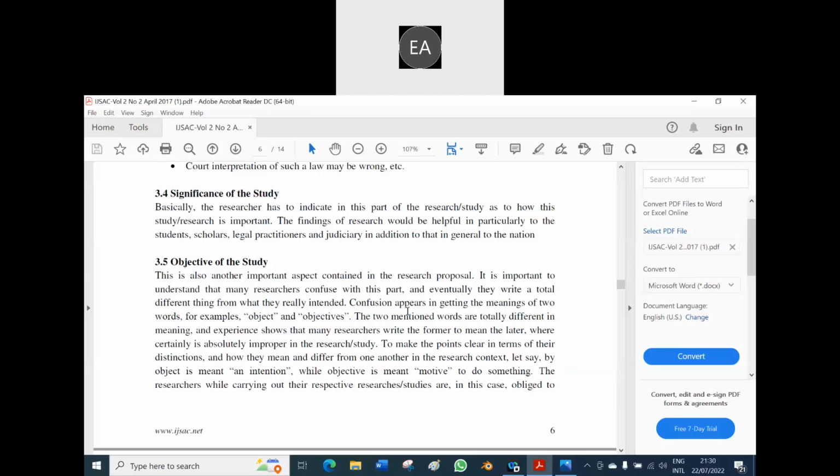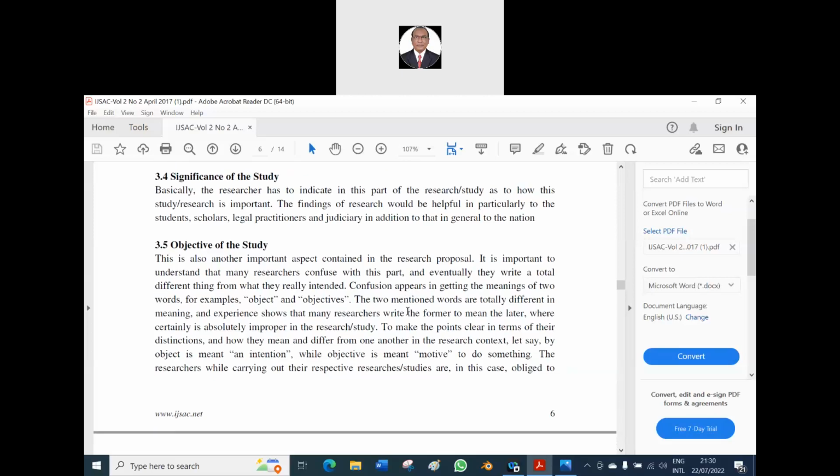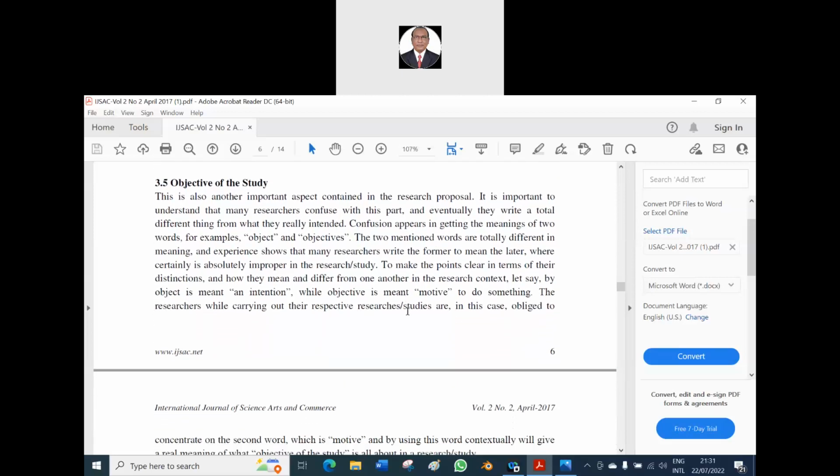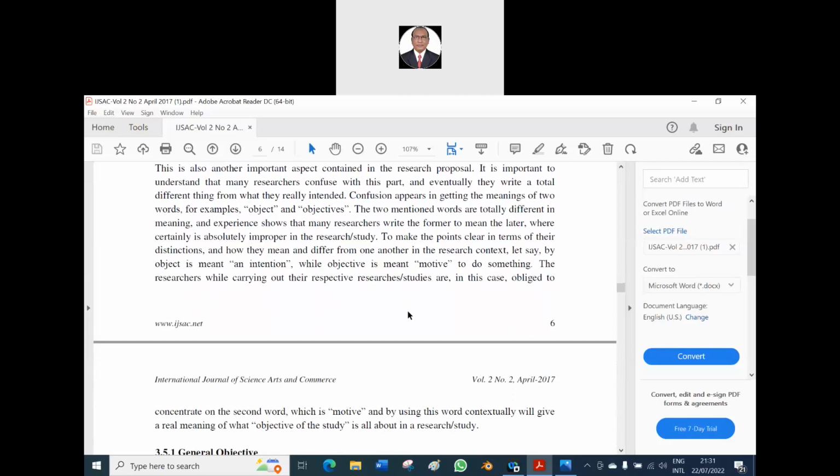And to do something, the researchers, while carrying out their respective research studies, are in this case obliged to do what? We will see it. They are obliged to concentrate on the second word, objective. It means what is the motive. Using this word contextually will give you a real meaning of what the objective of the study is all about in a research study.